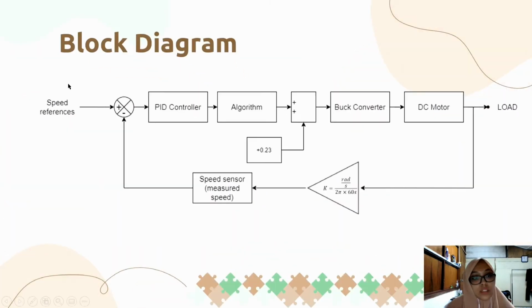We have a block diagram. Here is the reference. It goes to the summing junction. We have a PID controller. As I said before, we go to the algorithm.